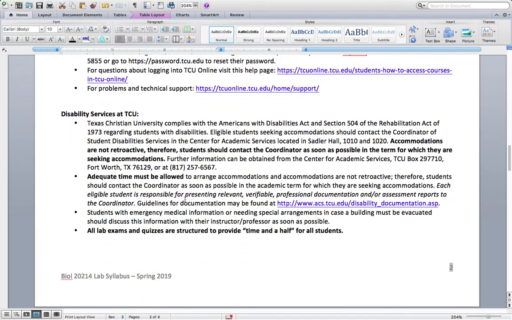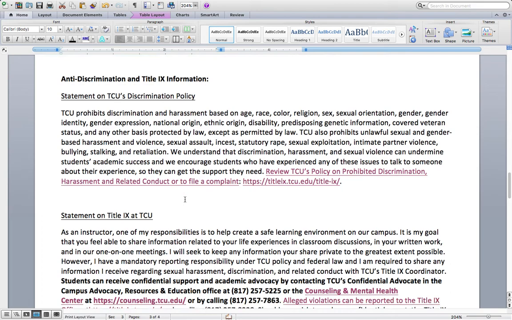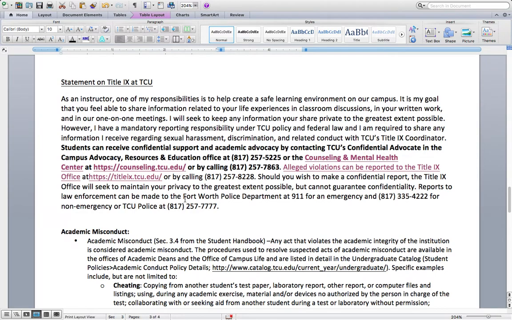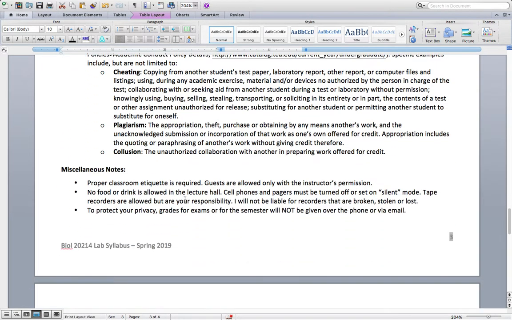If you have any kind of accommodations, make sure that your instructor receives your paperwork as soon as possible. If you have any issues with discrimination, please come and talk to your instructor regarding that, and we would be happy to help you, assist you with your statement.